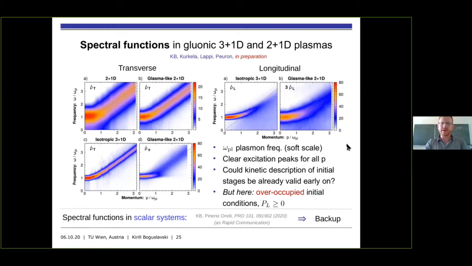So what does it actually mean? It could be that kinetic descriptions of initial stages could already be valid early on, even during the 2+1 dimensional evolution, as soon as the longitudinal pressure is positive. One of the things we would like to do in the future is look at spectral functions of the Glasma, or of situations where the longitudinal pressure has also negative parts, to see how much further we can push the limit when 2+1 dimensional theories show quasi-particle excitations. There are also some interesting results on scalar theories out of equilibrium and their spectral functions.